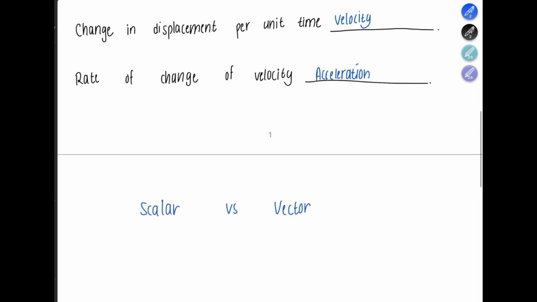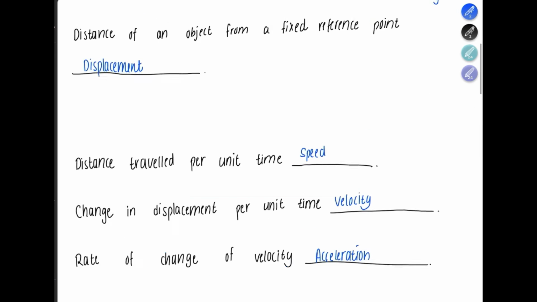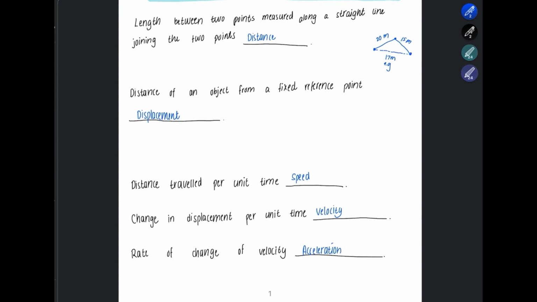Now, a scalar quantity has only magnitude, okay? While a vector quantity has magnitude as well as direction. For example, if you talk about speed, let's say it's 20 kilometer per hour, that's just the speed. But if it says that it's 20 kilometer per hour in the northwest, that is the direction. So that would be a vector quantity. If you look at these quantities, can you identify which one is scalar and which one is vector?